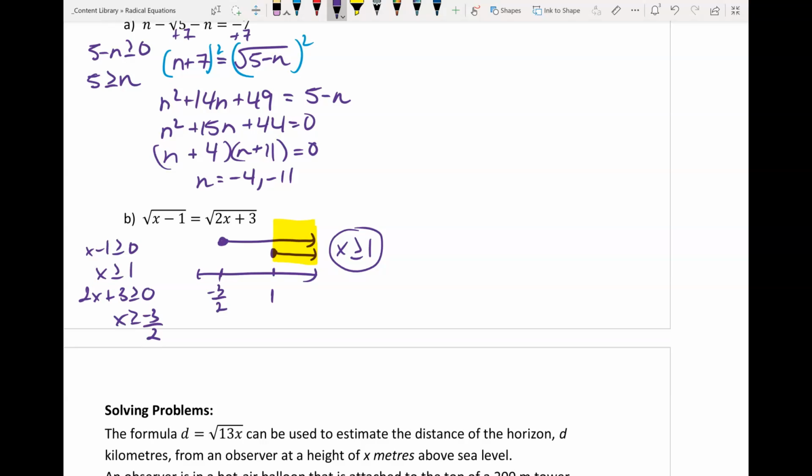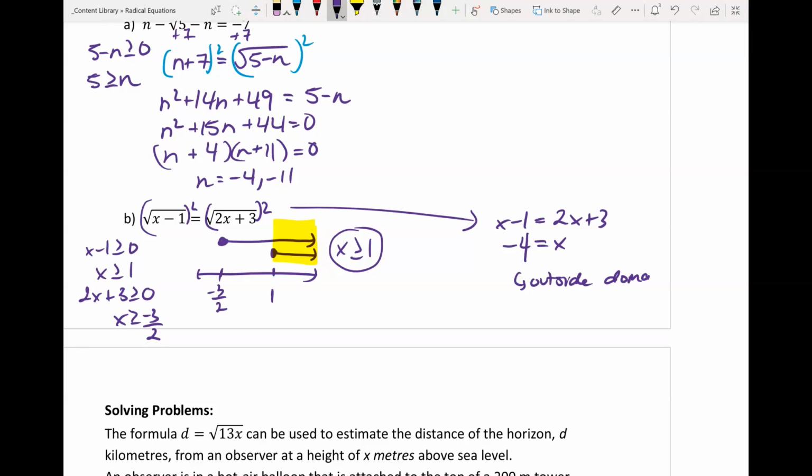Now, solving for this, I'm going to square both of these to get rid of the square root. So that's x minus 1 is equal to 2x plus 3. I'm going to rearrange, subtract x on both sides, and then subtract 3 on both sides. So x equals negative 4. But the problem is x has to be greater or equal to 1. So it doesn't fit within that domain. This is outside the domain. So no solution.